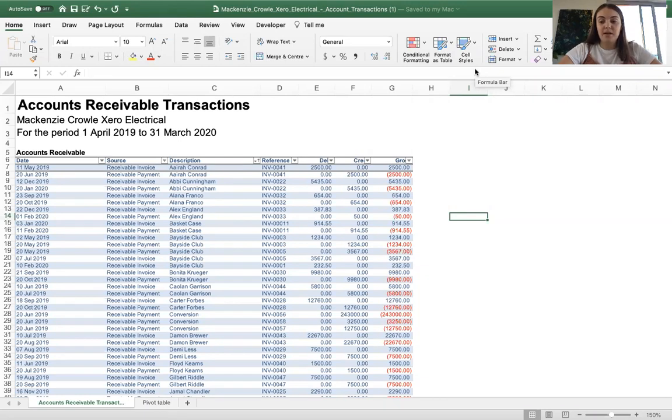By exporting the data from Xero to Excel, we can pick and choose what we want to keep and what is not important to simplify the data. We can then produce a pivot table and look into the different aspects. I have chosen to look at Xero Electrical's accounts receivable accounting transactions.